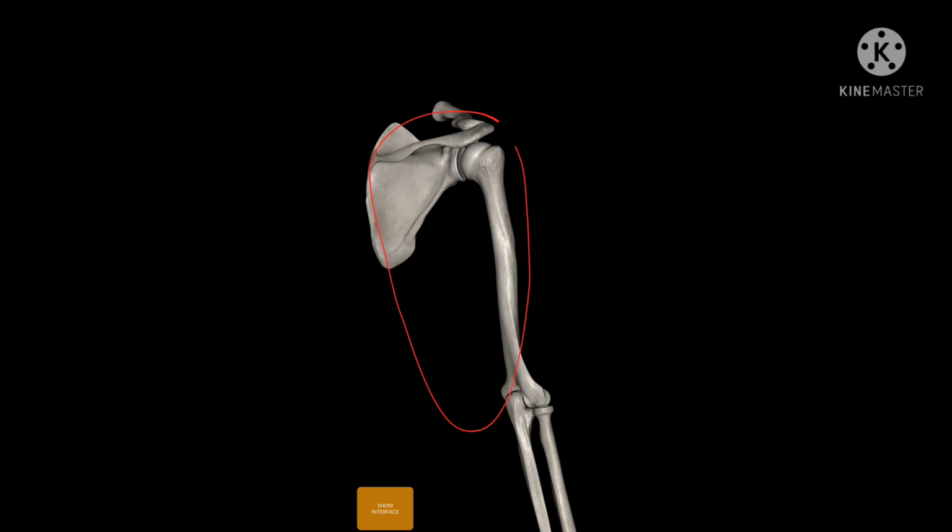Now is the posterior surface. How can you understand the posterior? As you can see, this ridge is only present in the posterior surface. So this is the posterior surface. This is the posterior surface of the humerus.